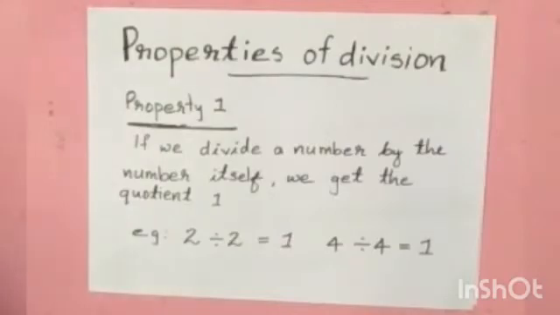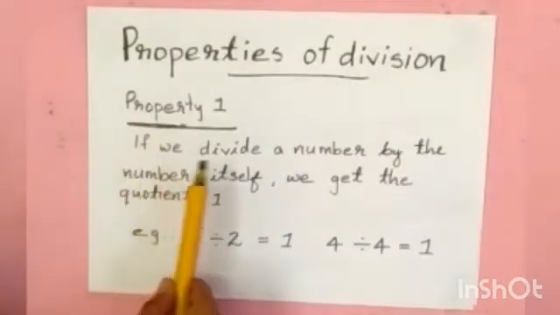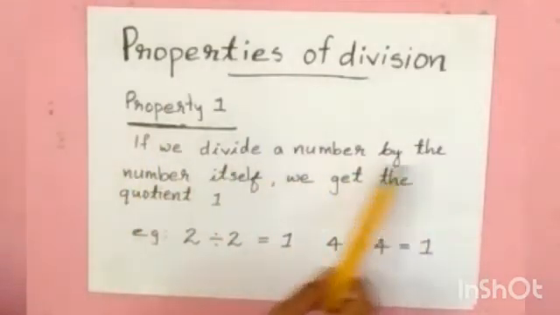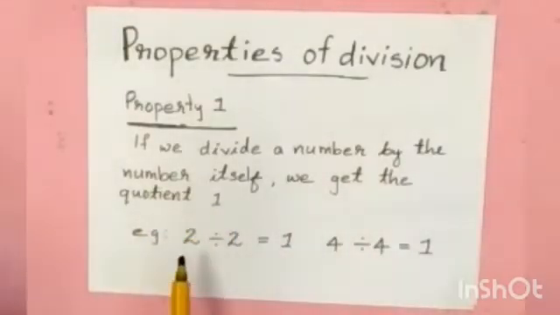Our next section is properties of division. Our first property is if we divide a number by the number itself, we get the quotient 1. That means 2 divided by 2 equal to 1. Or 4 divided by 4 equal to 1.